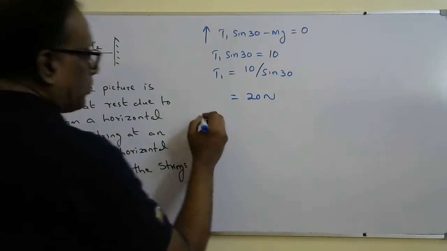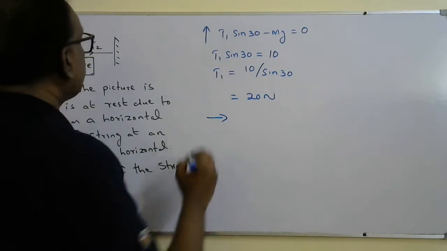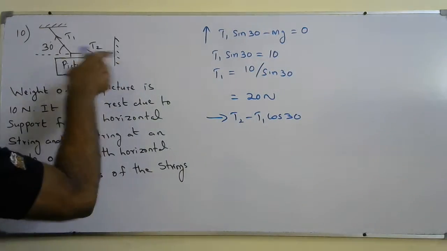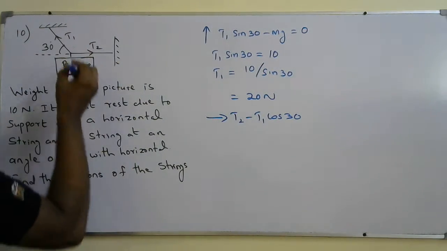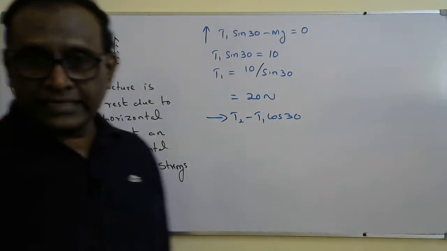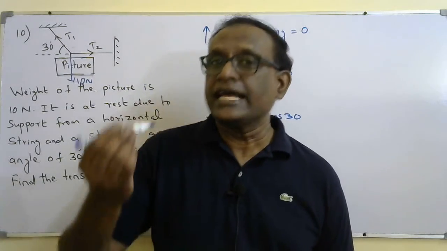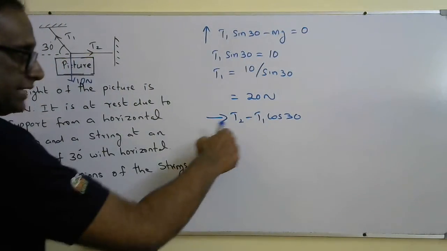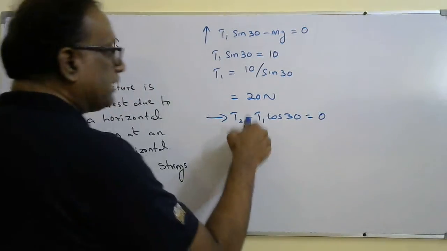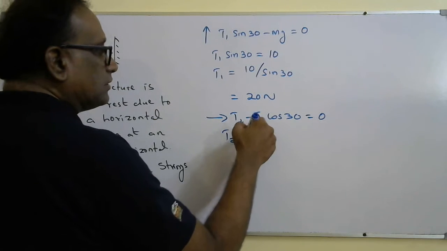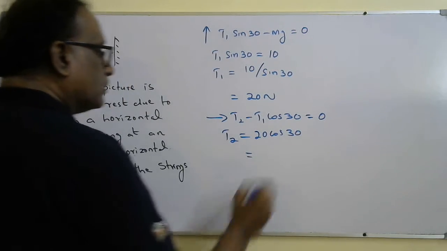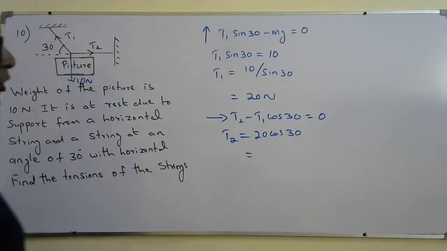Then resolve horizontally, that also must be equal to 0. That is T2 minus T1 cos 30. When I resolve horizontally, the weight is acting vertically down, so that weight has no horizontal component. We learned that today. The vertical vector has no horizontal component, so that won't come in this equation. Only T1 and T2 will be involved. T2 minus T1 cos 30 equal to 0. But I know T1, that is 20. So T2 equal, substitute 20 and take it to the right, 20 cos 30. Solve it, you will get the answer. That will be equal to 17.3 Newton.